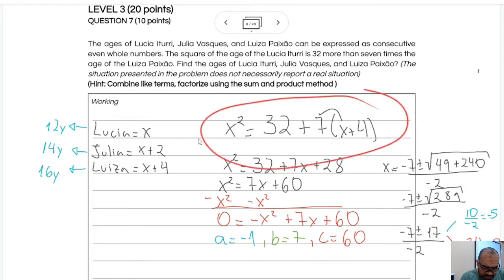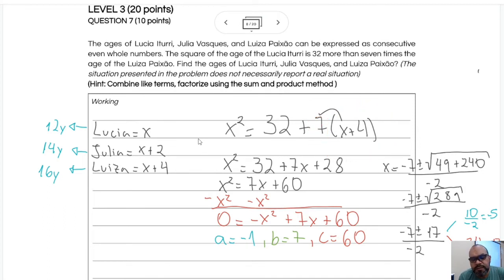After that, plug in the formula here. The square of the age of Lucia, x squared, equals 32 more than 7 times Luisa's age, which is x plus 4. Now just solve. 7 times x, 7x. 7 times 4, 28. 28 plus 32, 60. x squared equals 7x plus 60.